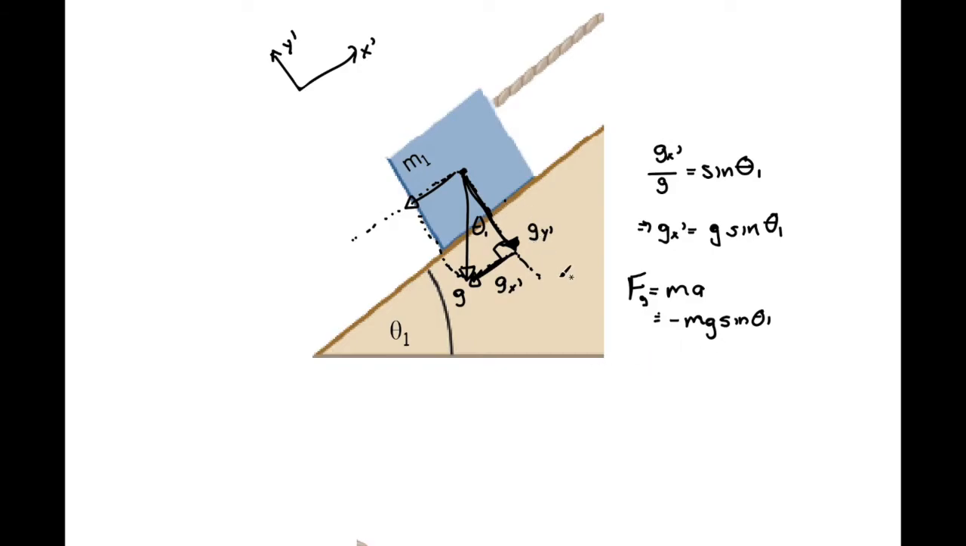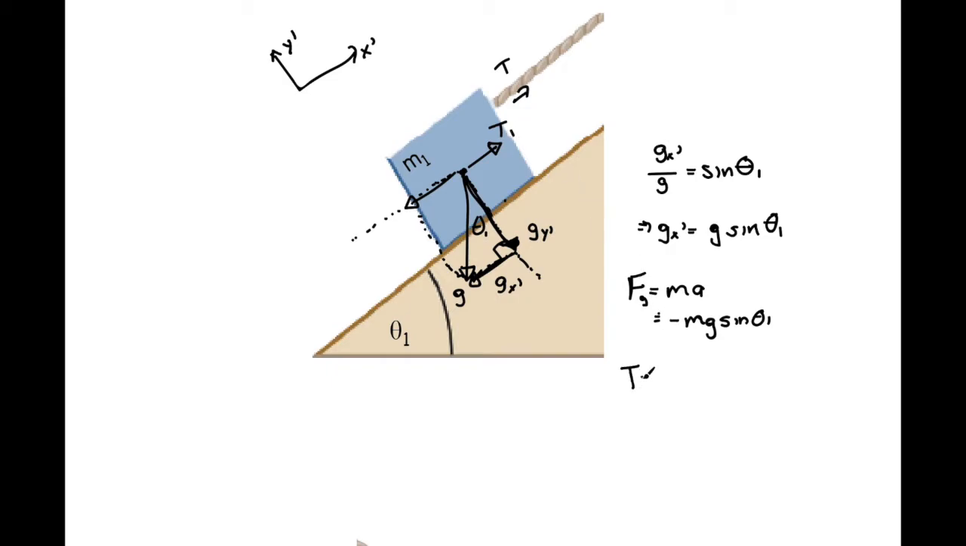Okay, so if we want a situation where we're in equilibrium, where this block does not slide up or down, then there must be a counterbalancing force along the x prime axis. And that force is due to the tension in this rope, right? So we'll draw another force on our vector diagram, our free body diagram, and that is the tension due to the string. We'll call it T1, right?